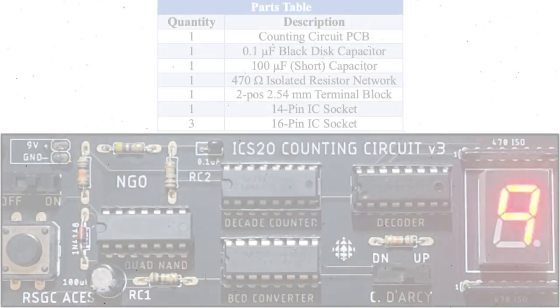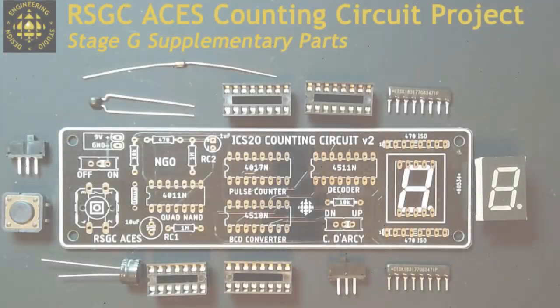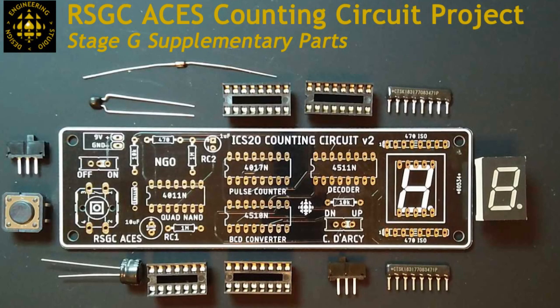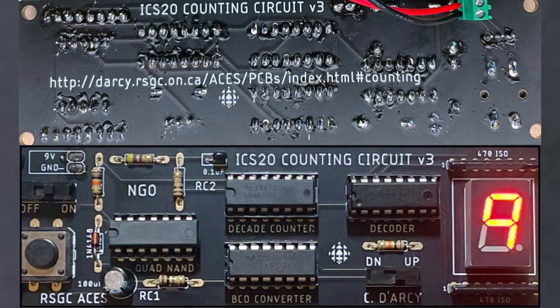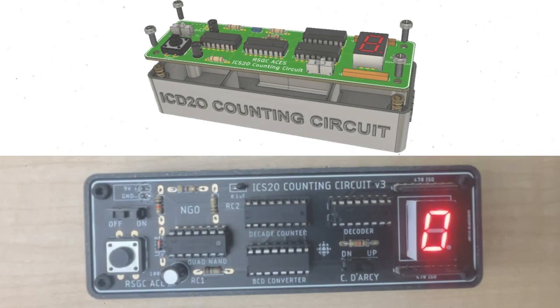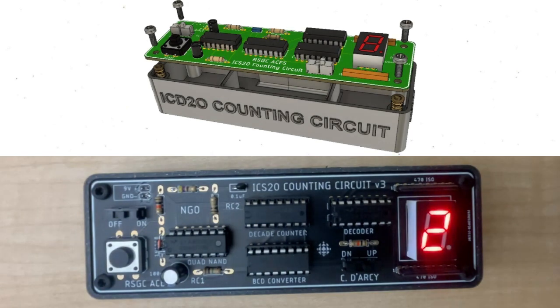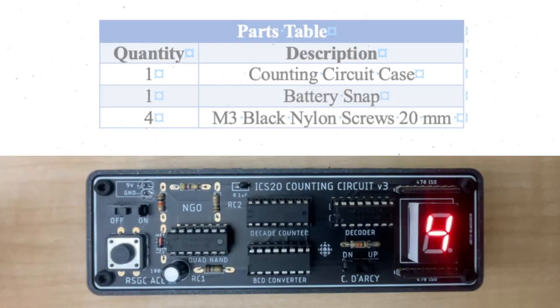Part G, a Counting Circuit PCB. We are now moving out of the prototype stages and into the final stages. The PCB requires 6 new components, as well as the chips, resistors, and switches shown on the PCB itself. After soldering on all these components, the PCB is complete, but it needs power to function, and this is done with a case. Part H, a counting circuit PCB case. This is the final stage of this project, and once the PCB is screwed onto the case, the final build is done. This requires 3 additional components.